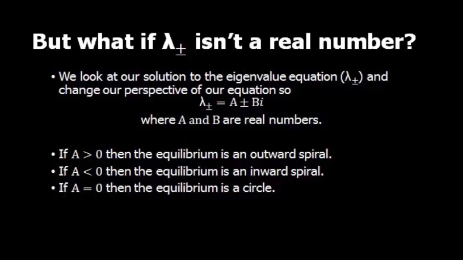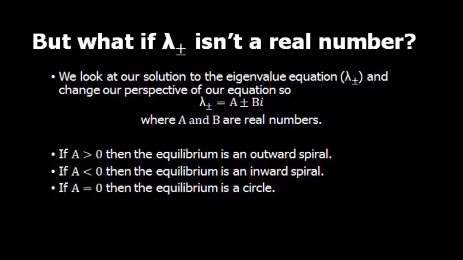When we work this form out and have everything simplified down to the point where we have our imaginary term and our expression a plus bi, we have a couple of rules that determine the behavior of the equilibrium. If a is greater than 0, then our equilibrium is an outward repelling spiral. If a is less than 0, then it is an inward attracting spiral. And if a equals 0, our equilibrium is actually a circle.